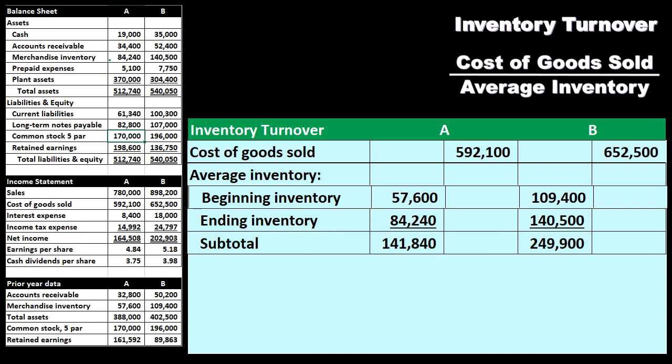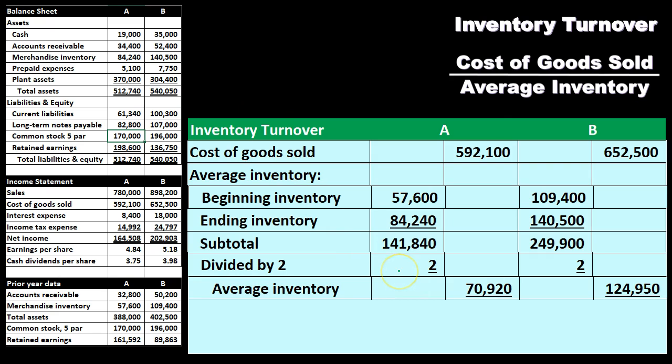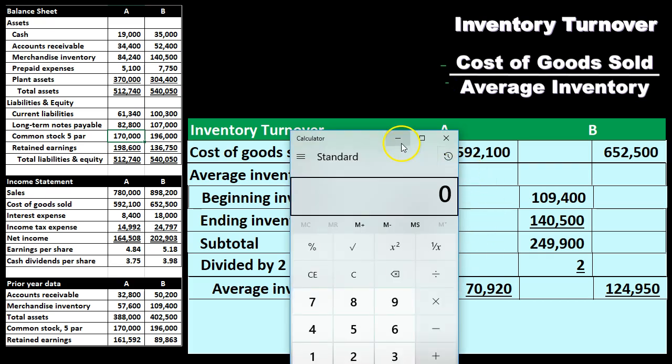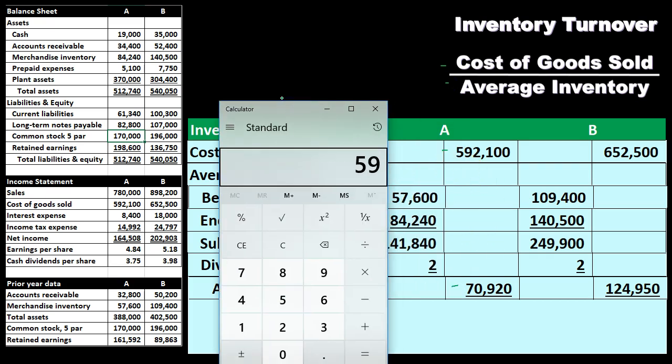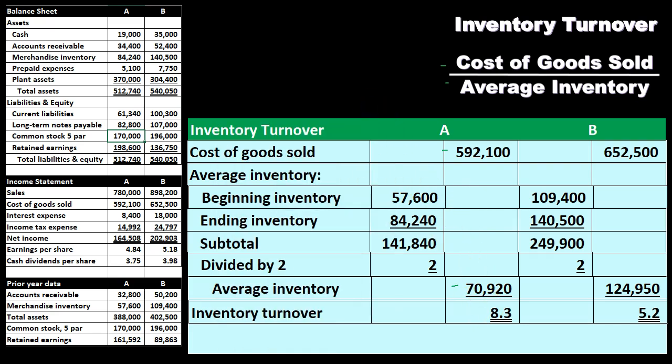So we're going to add the two up and then divide by how many numbers we have, which are 2. And so we'll divide by 2. And that'll give us the 70,920. I'm going to pull that out into the outer column so that now we have our two components for the ratio, that being the cost of goods sold and the average inventory. Cost of goods sold divided by the average inventory. If we calculate that out, 592,100 divided by 70,920, that gives us the 8.34. The 8.3, we're calculating it out to 1 decimal in this case.